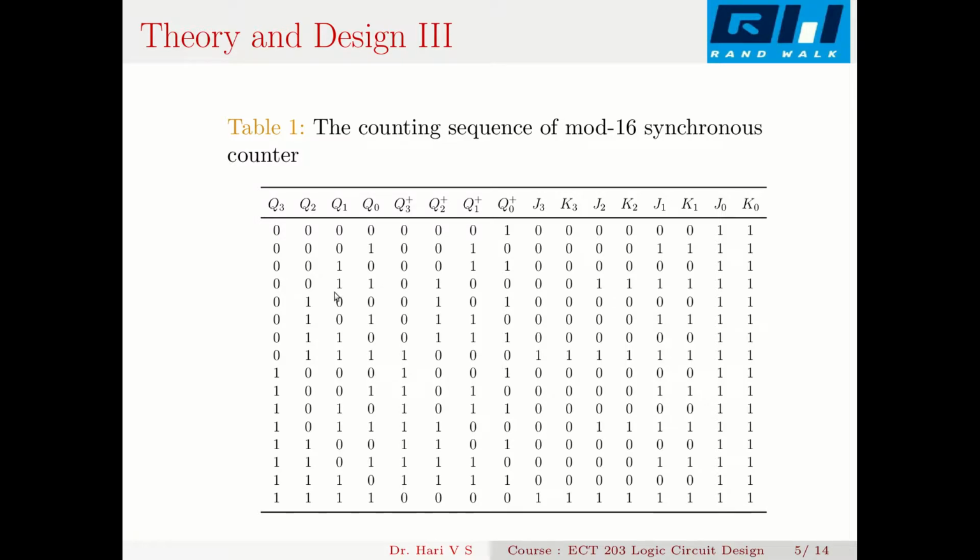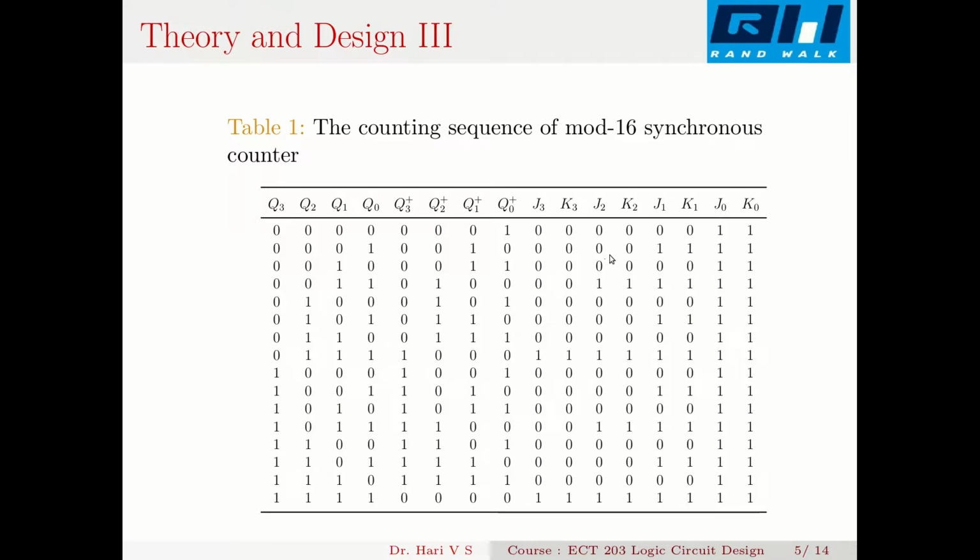And for the next three cases, you can see that Q2 is 1 1 1 and Q2 plus is 1 1 1. That means there is no change, so J2 equal to K2 equal to 0 0. Here again you can see that Q2 is 1 and Q2 plus is 0, so there is toggling here. J2 equal to K2 equal to 1. So that way it is basically 0 0 0 1 repeating. That's the way it is happening.